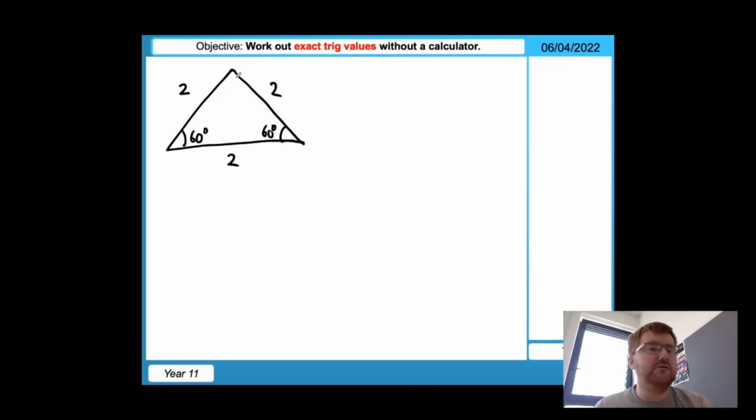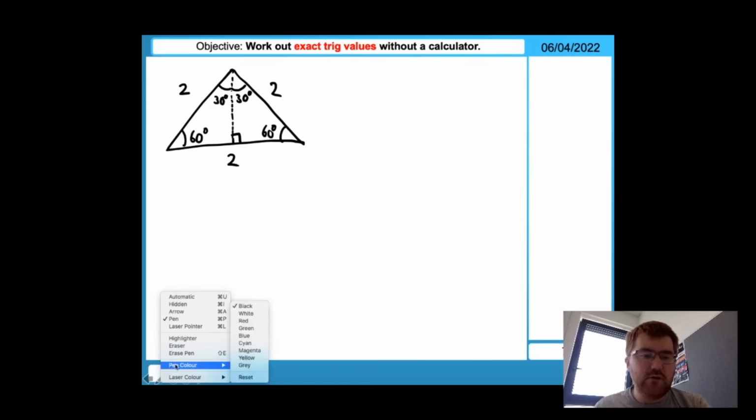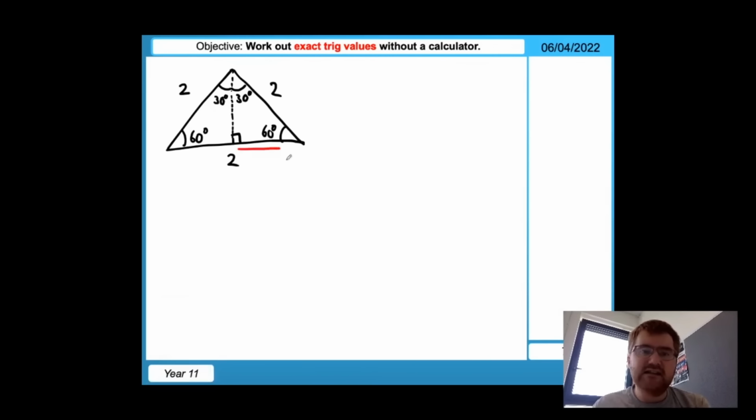Now what I'm going to do is what's called drop a perpendicular, drop it straight down here. So we go, here is our right angle, and because this bisects the angle, splits it into 2 equal parts, this will be 30, and this will be 30 as well. And because it splits it into 2 equal parts, it means that this length here, this is why we made this 2 in the first place, will be equal to 1.